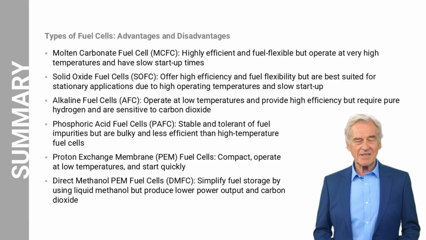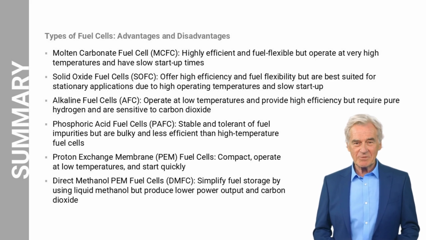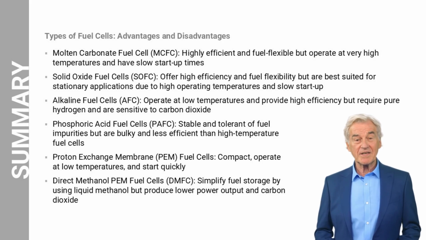Phosphoric acid fuel cells are renowned for their stability and ability to tolerate fuel impurities, making them a reliable choice for long-term operation. Their larger size and lower efficiency compared to high-temperature fuel cells mean they are typically used where steady power and heat recovery are important. Proton exchange membrane fuel cells operate at low temperatures, start quickly, and have a compact design. These characteristics make them ideal for vehicles and other mobile applications, although they require pure hydrogen and rely on expensive materials.